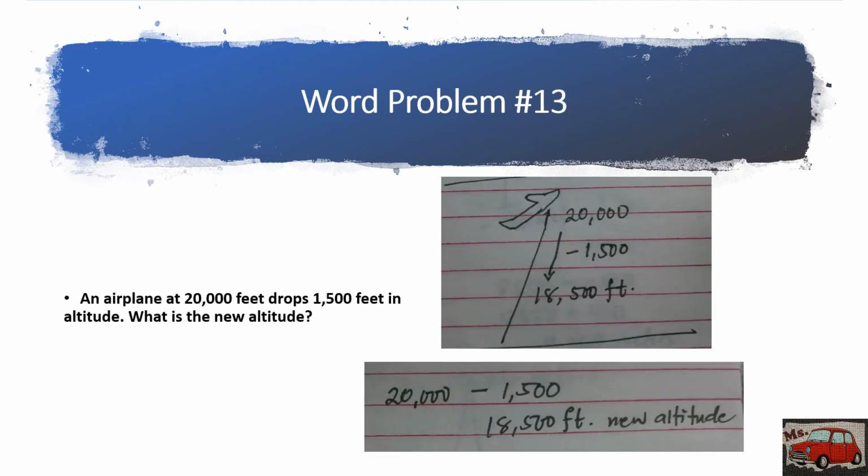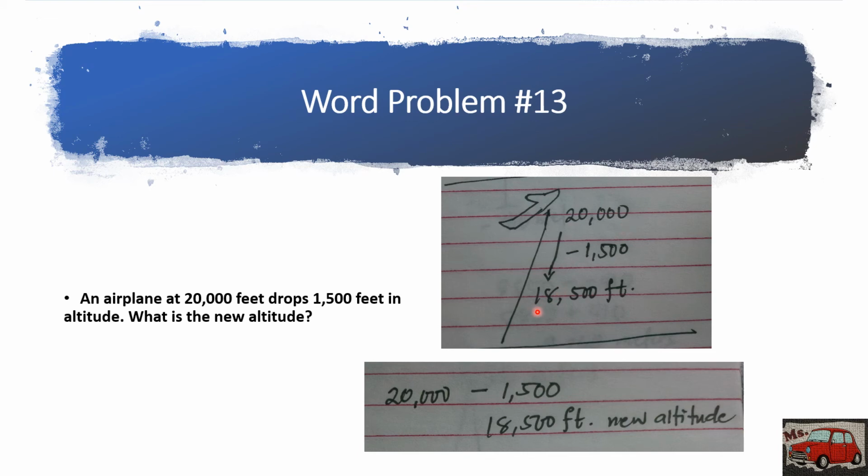An airplane at 20,000 feet drops 1,000 feet in altitude. What is the new altitude? Okay, so we're talking about an airplane and tinatanong dyan yung altitude or saan na siya dun sa himpapawid, ano yung sukat niya dun sa taas. Okay, from the ground level. So, nag-start siya, nandun siya sa 20,000 feet and nag-drop siya. Ibig sabihin, bumaba siya ng 1,500 feet. So, negative yung sign kasi nga bumaba. So, nabawasan yung altitude niya.